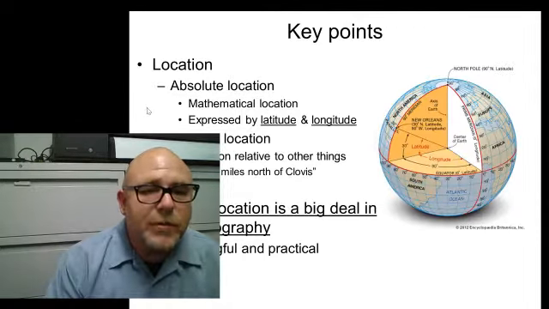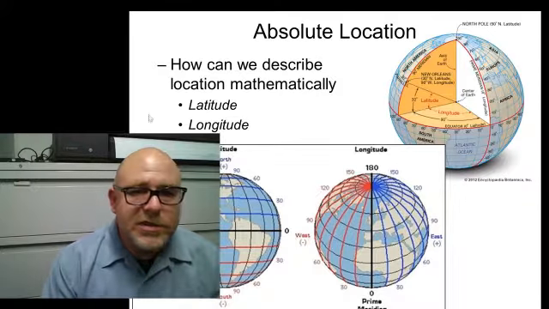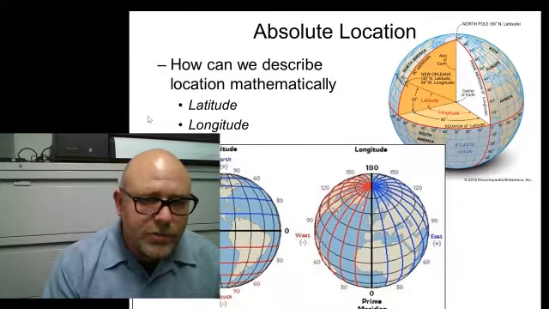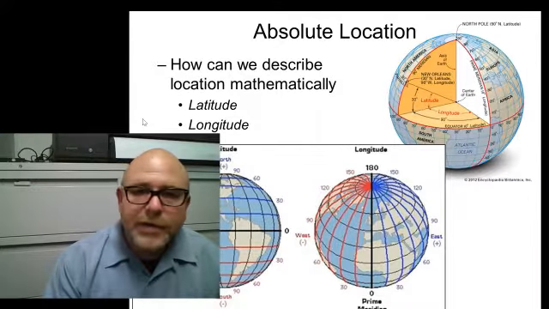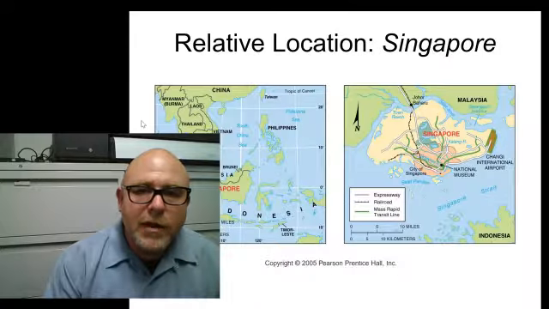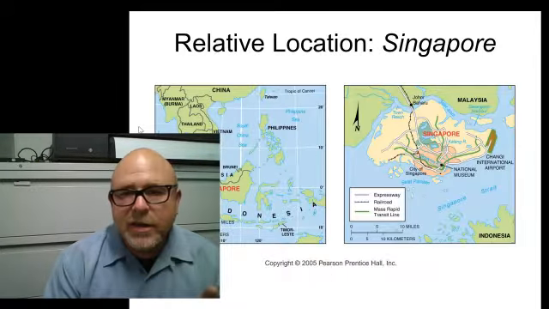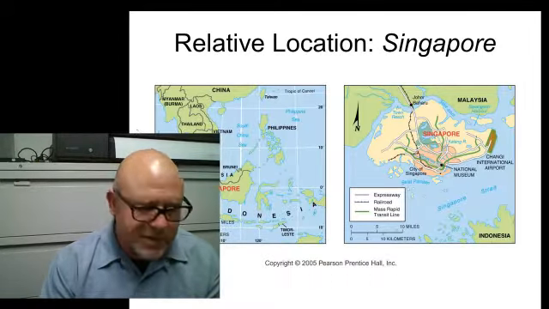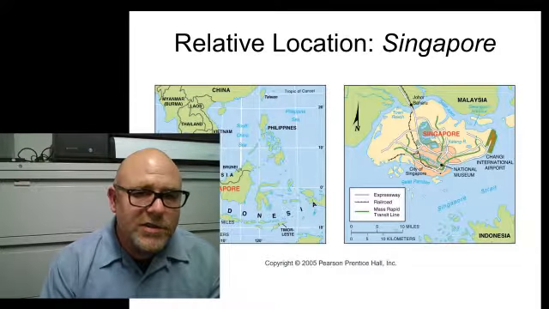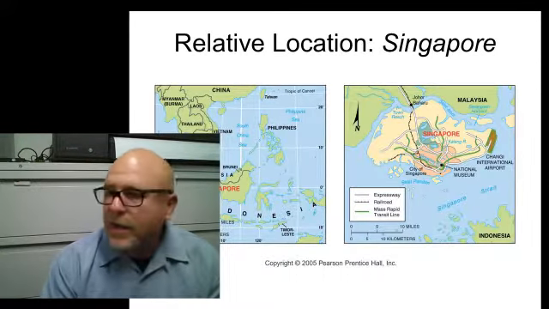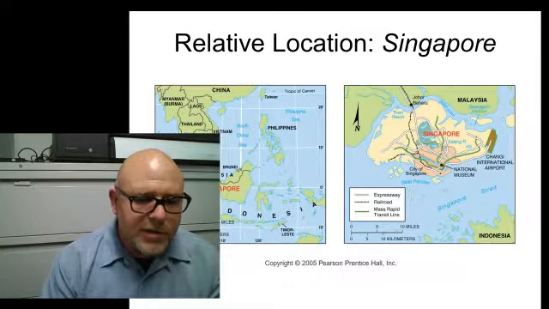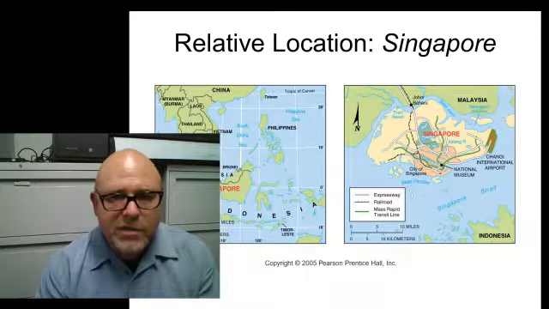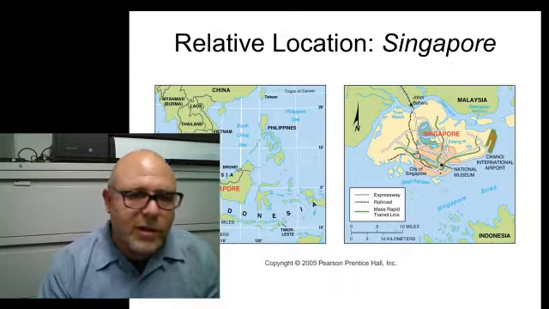So let's just give an example. Absolute location is using a system called latitude and longitude. We'll have a different learning unit on that. It is more of a mathematical way, whereas relative location is about understanding where things are in relation to other places. Take, for example, the island nation of Singapore. It is a very tiny island country, but it's one of the top economies of the world, and part of that is because of its relative location in relation to shipping traffic across the world.